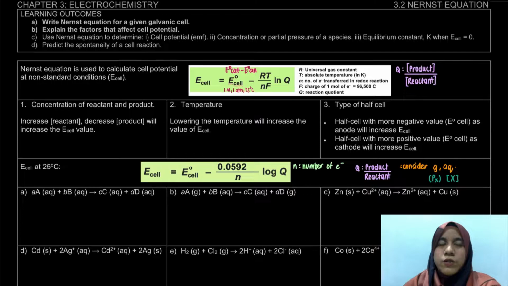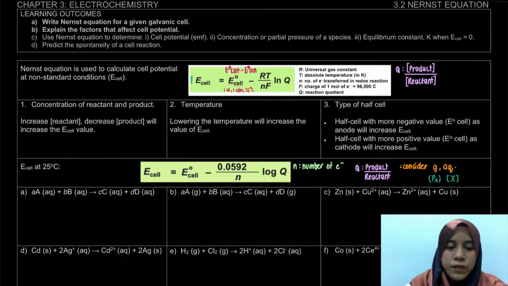But then what is your reaction quotient? Reaction quotient here is the concentration of product divided by concentration of reactant. Okay. So that is actually the formula for the Nernst equation. Next, we will look for the factors that will affect the cell potential. Okay, so the factors that I'm going to discuss here, I'm going to talk about when the Ecell is higher. I want my standard cell potential to be a bigger value.